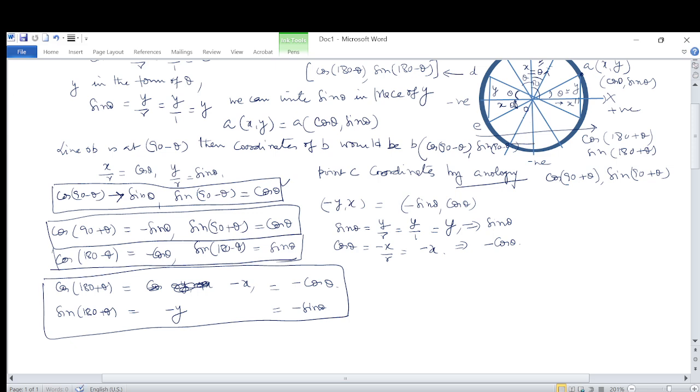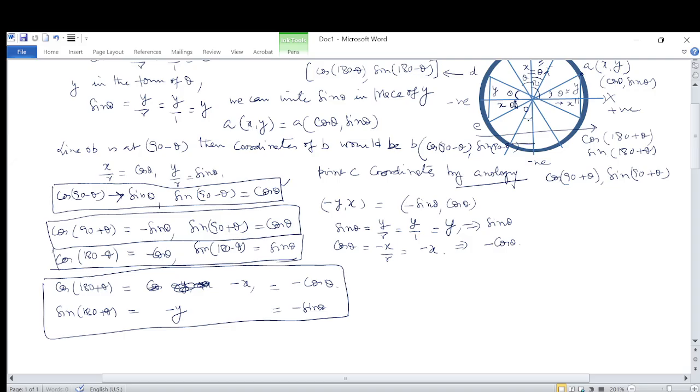This angle is 270 minus theta. This is 90, 90, 270. Again, this now becomes the horizontal line. So this horizontal line will represent the cos, and this vertical line represents the sine. You have to do this.